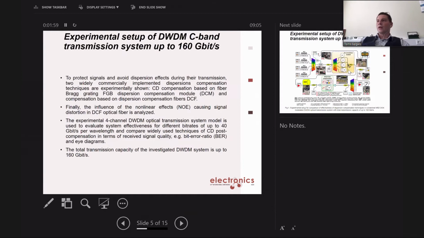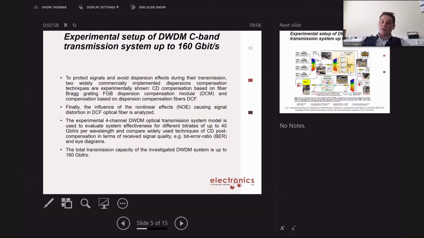The experimental setup of the DWDM C-band transmission system is to protect the signals and avoid dispersion effects during transmission using two widely commercially implemented dispersion compensation techniques: the fiber Bragg grating dispersion compensation module and dispersion compensation fibers, DCFs. And finally, we also analyze the influence of nonlinear effects. For the realization of this system, four channels were used, and some techniques to realize this 160 gigabits were also used and will be discussed a little later. The total transmission is 160 gigabits per second.